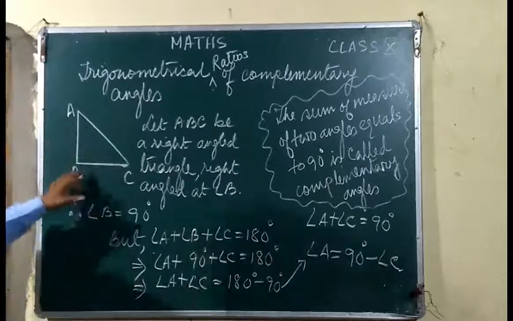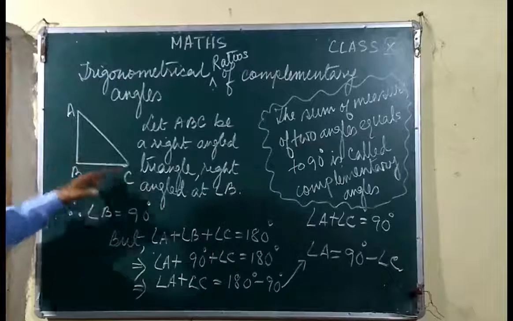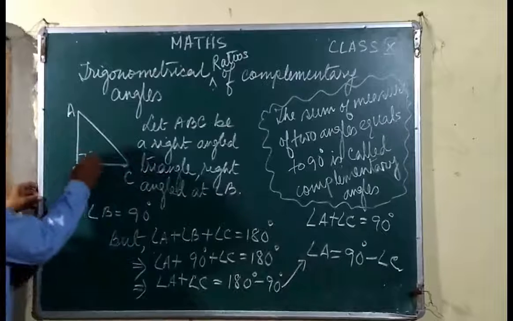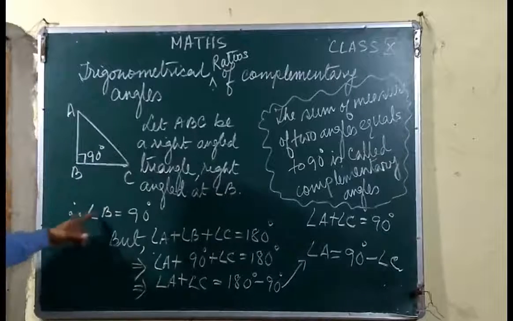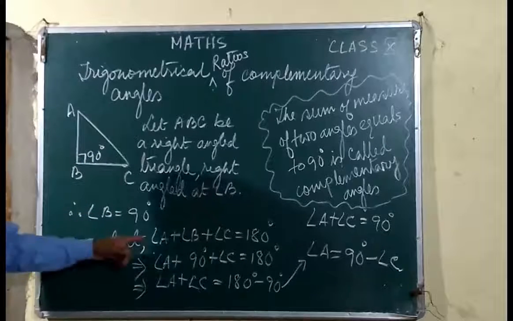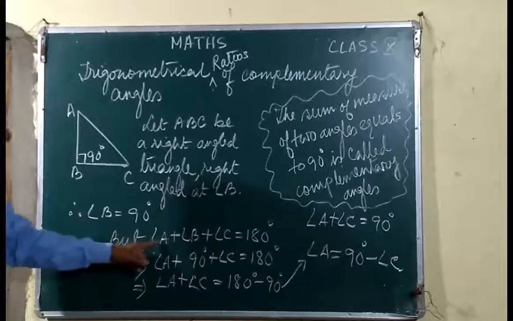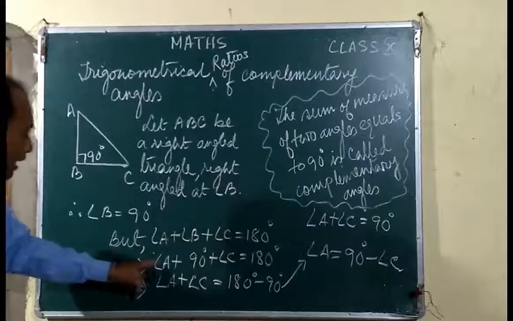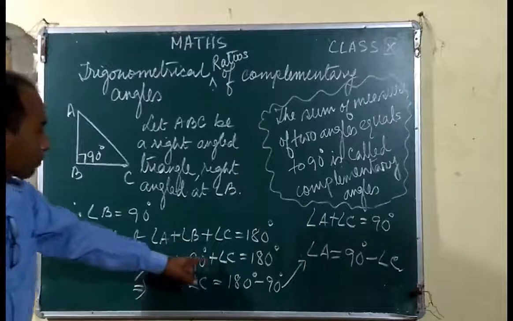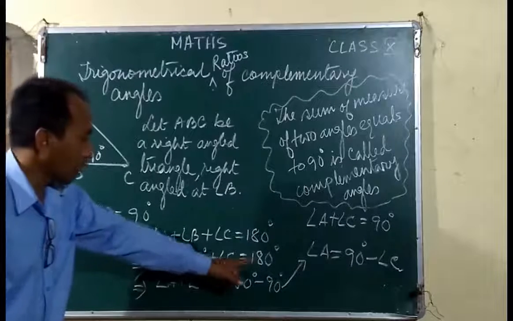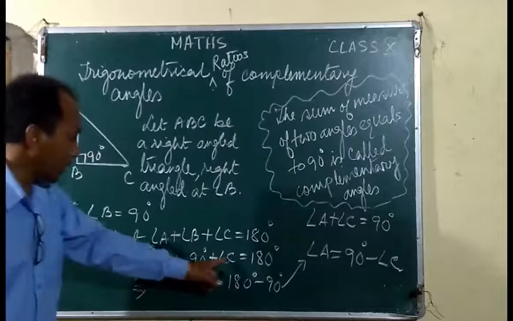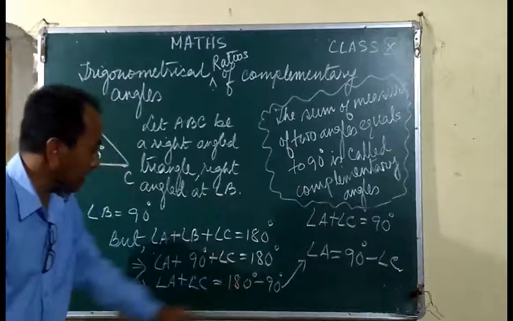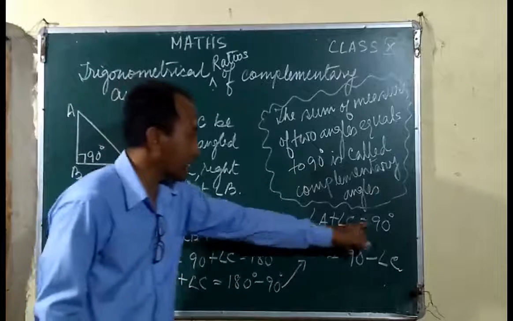Now consider this triangle ABC as a right angle triangle, right angle at B. Angle B is 90 degree. From the angle sum property of triangles, angle A plus angle B plus angle C is 180 degree. So angle A plus 90 degree plus angle C equals 180 degree. So angle A plus angle C equals 180 minus 90. So angle A plus angle C is 90 degree.